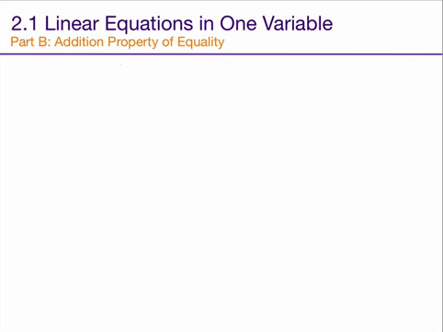Okay, that last one had a fraction in it. Here's one with a decimal. 7.3 plus t equals -2.4.